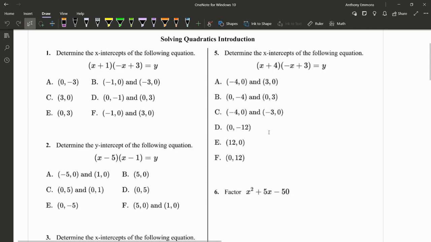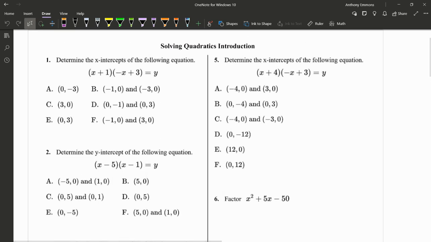This is Mr. Emmons. Really quickly, sharing a video overview of this Delta Math assignment, solving quadratics, introduction. A couple different tasks that I have assigned. One is solving these equations, which will be relatively new, I suppose, and then just a refresh on factoring. So to get started, I'll use orange.